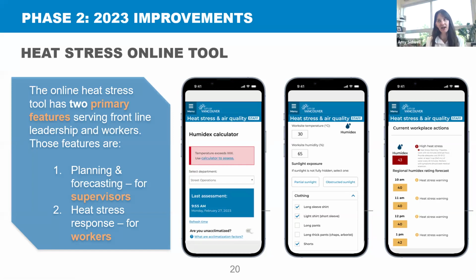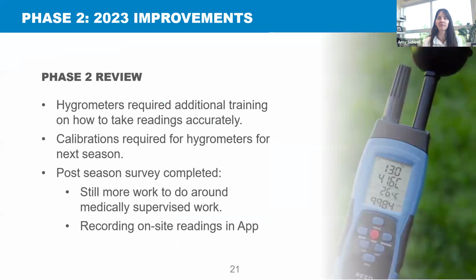So that's kind of how the tool works. It's an online tool, which is great because all of our supervisors have phones in the field as well. And then they're able to do the on-site measurements. So we did that all last summer. And we did a review after that to see how things were going. And we definitely had some takeaways from that work or that phase.